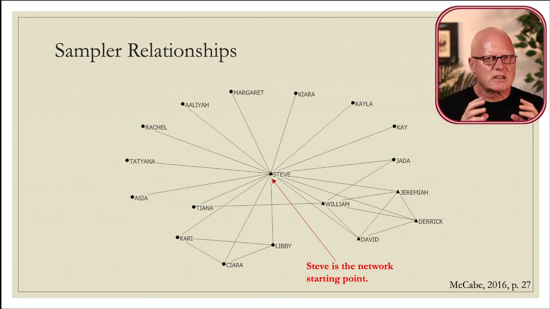This isn't the type of network typically demonstrated by majority students, white students on campus, and it's also typical of students who are academically independent. They can go to one specific person when they need help, but they don't need a network of people when they have a question.